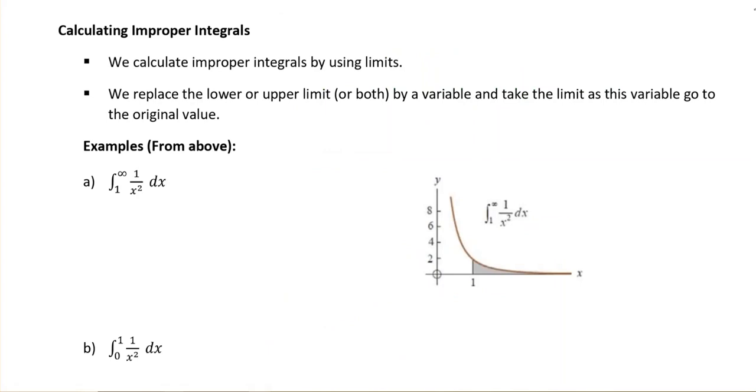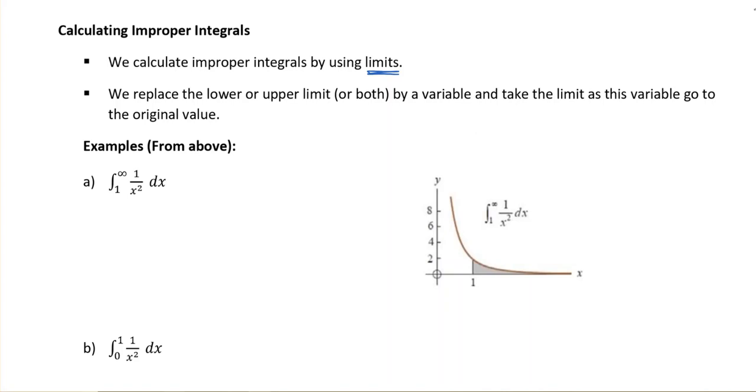Now let's see how to calculate the improper integral. In order to calculate improper integrals, we use the concept of limits. We replace the lower or upper limit or both by a variable and then take the limit as this variable goes to the original value. Which limit we replace by a variable depends on which one is infinity or which one makes the function unbounded. I'll explain this through an example. I'm just taking the previous example. We're going to find the integral of 1 over x squared dx.